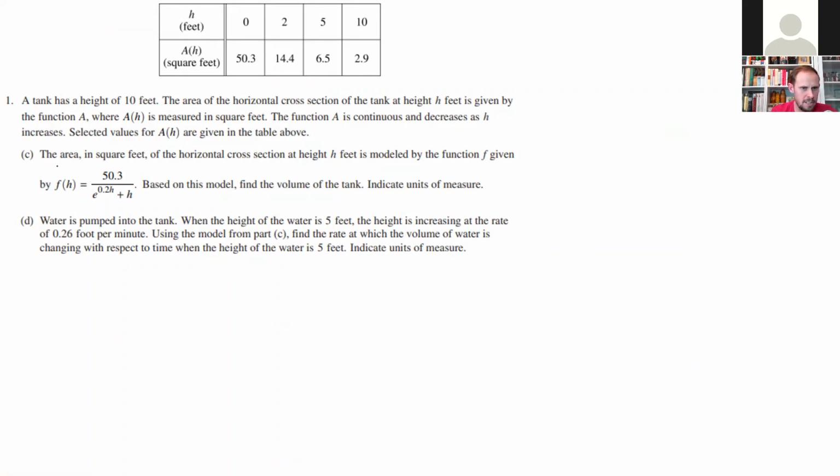All right, so continuing on, part C. The area in square feet of the horizontal cross section at height h feet is modeled by the function f given by that. So instead of using this, now we have f gives us the area at any certain point instead of these particular points. Based on this model, find the volume of the tank, indicate units of measure. So for C, now we've got the function. So now the volume should be equal to the integral from 0 to 10 of just this function. Right? And the units of measure are still cubic feet.